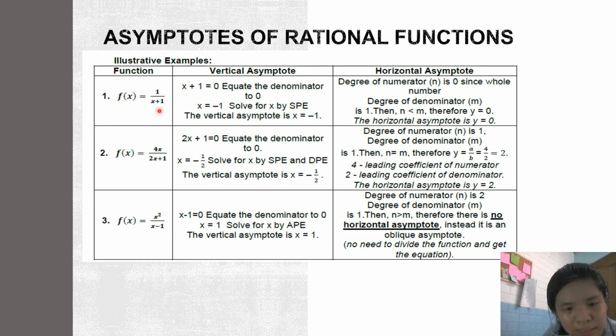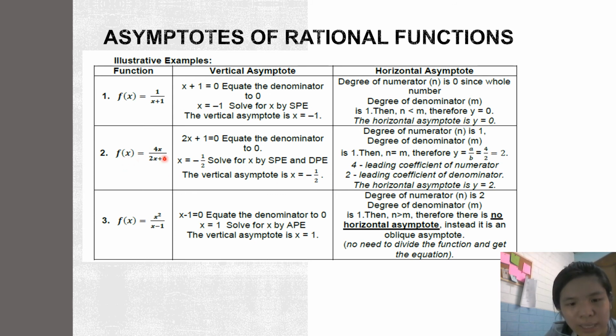So, paano maging 0 yung x plus 1? Ano yung i-equate natin sa x? That is negative 1. Because negative 1 plus 1 is 0, right? Therefore, our vertical asymptote is x equals negative 1. How about the horizontal asymptote? Look at the degree. The degree of the numerator is 0. How about the degree of the denominator? It is 1. So, titingin tayo sa degree naman sa variable. Sa highest variable. Okay. If numerator is 0 and denominator is 1, therefore, n is less than m. Therefore, y equals 0. The horizontal asymptote is y equals 0.